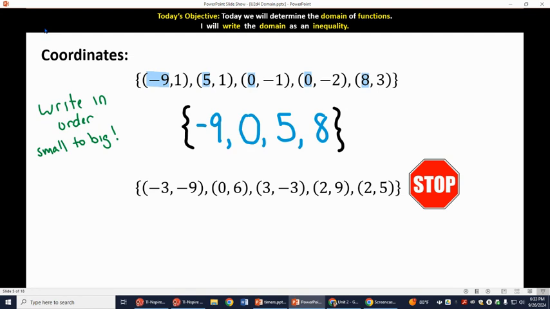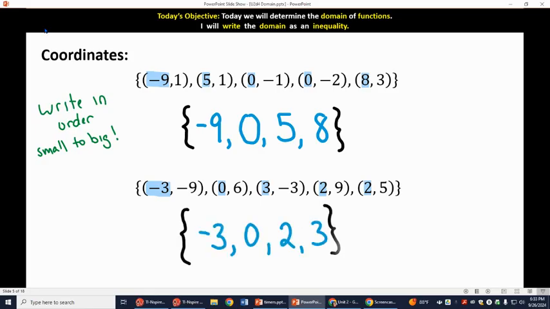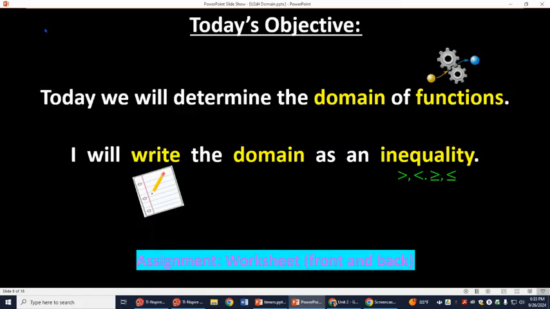All right, let's see how we did. You should have started with a curly bracket and then started with our smallest value, -3, followed by 0, 2, and then 3. Again, there were 2 number 2s, but we only had to write 1. So now we've looked at mappings, tables, and ordered pairs. Let's look at graphs after we review our objective again.